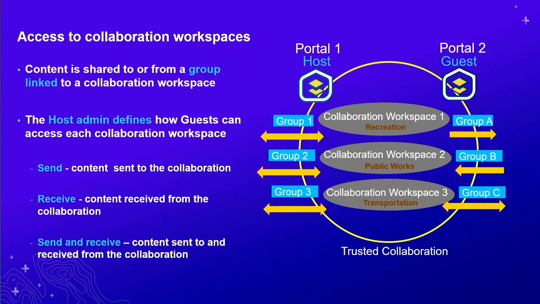Next, we need to define access to those collaboration workspaces. Access is defined at the group level, and it's the host who has the ability to define how the guests access each collaboration workspace. A guest could have send access, which would mean that they can send content to the collaboration, or they could have receive access, meaning that they can only receive content from the collaboration, or they could have send and receive access, meaning that they have the ability to both send and receive content to the collaboration.